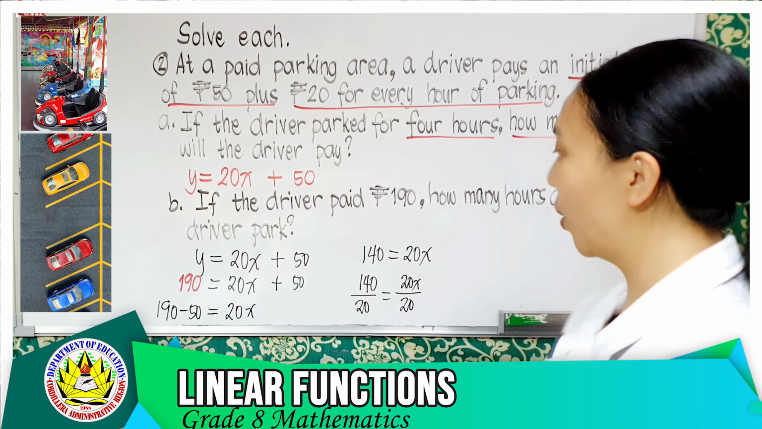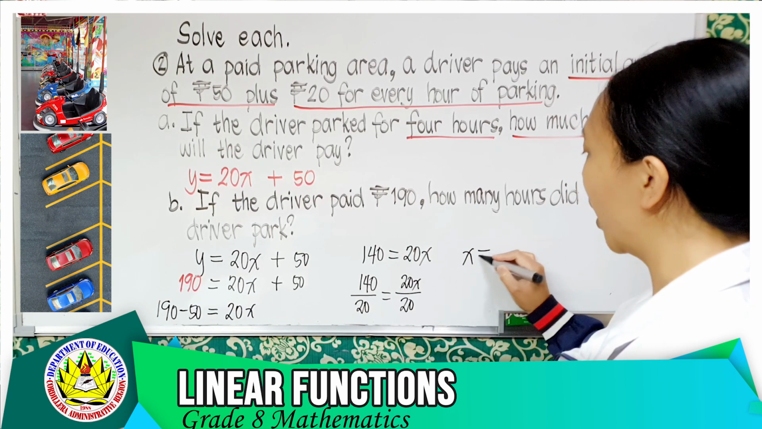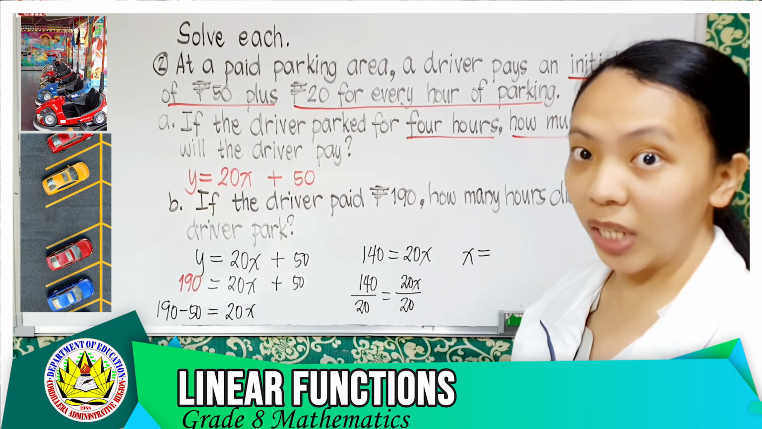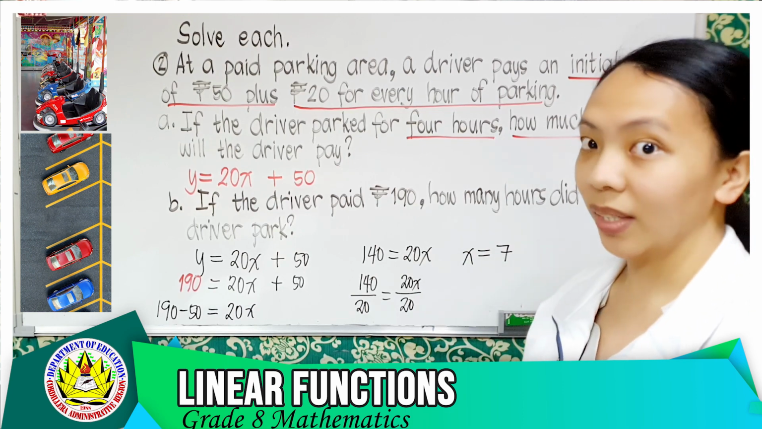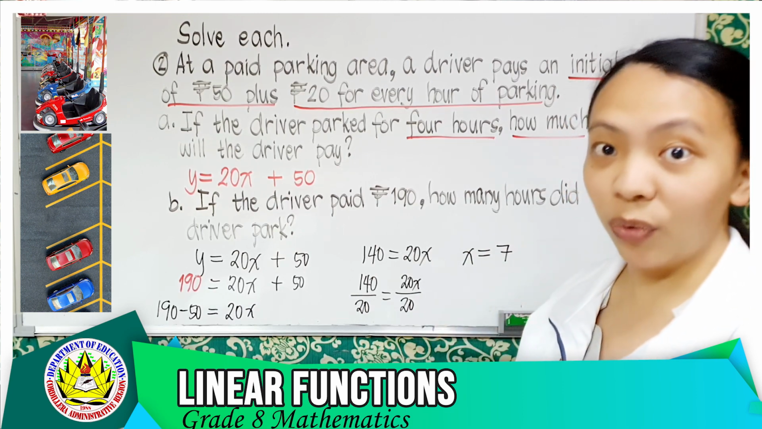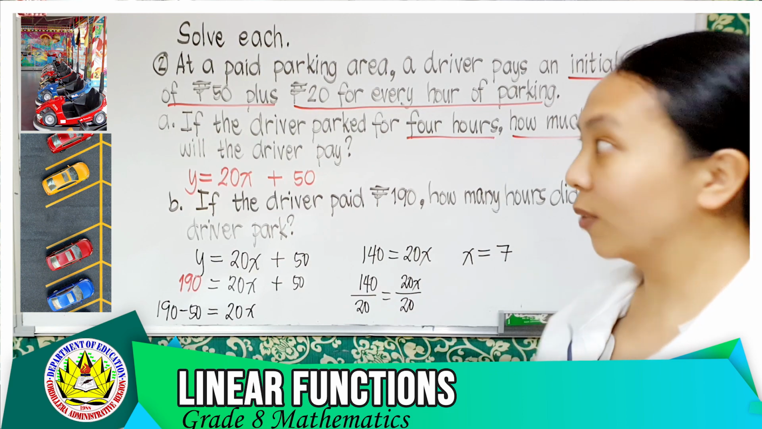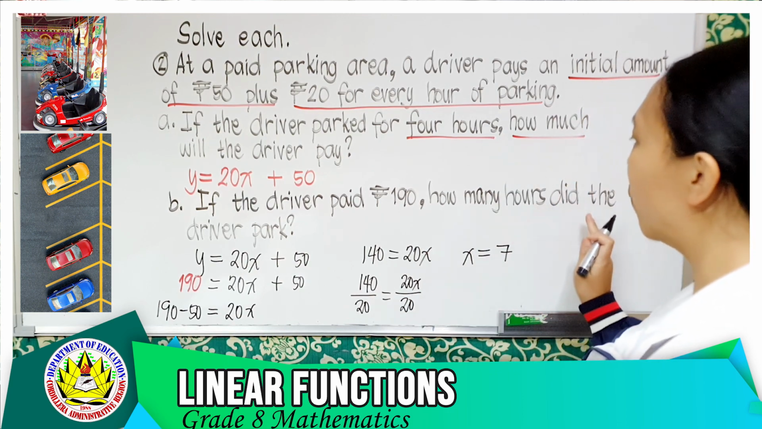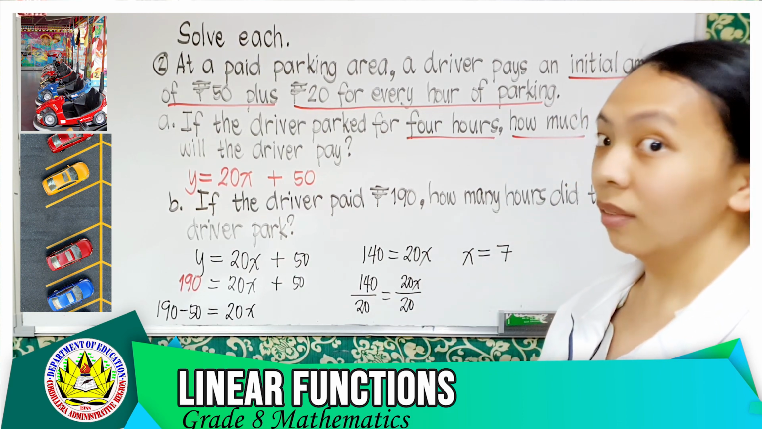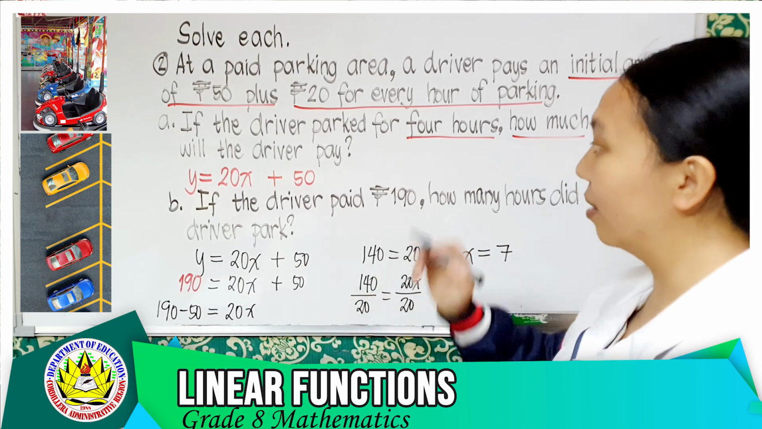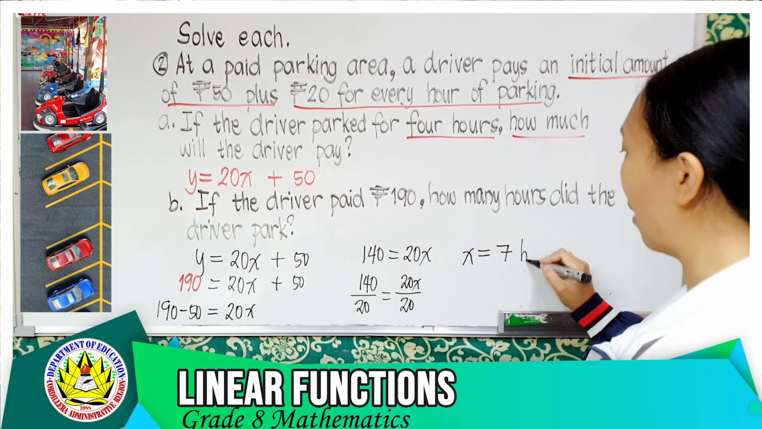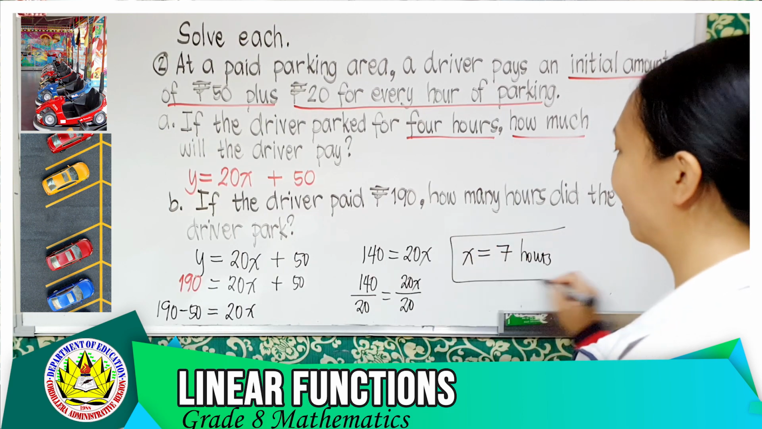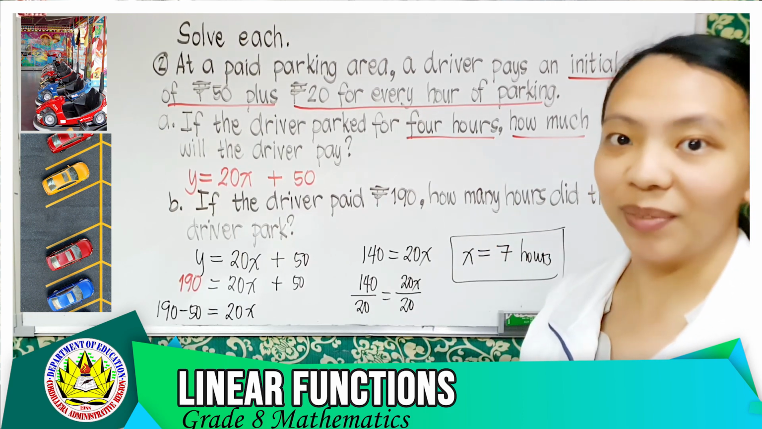After doing so, we are now left with the value of x, which is 7. What does 7 stand for? It stands for the number of hours parked if the driver paid 190 pesos. And the number of hours parked is 7.